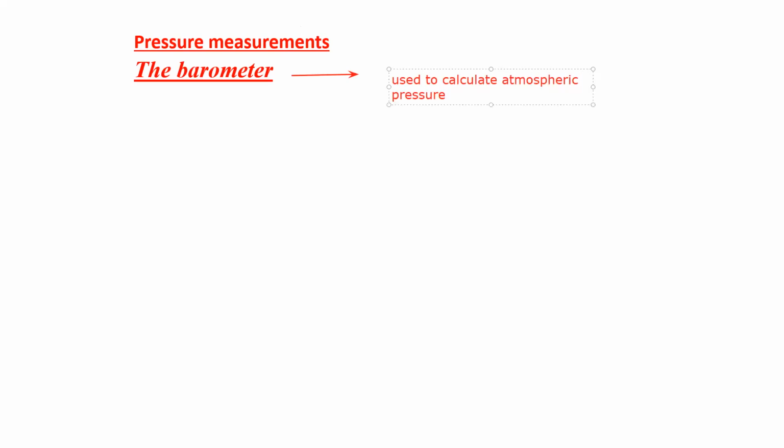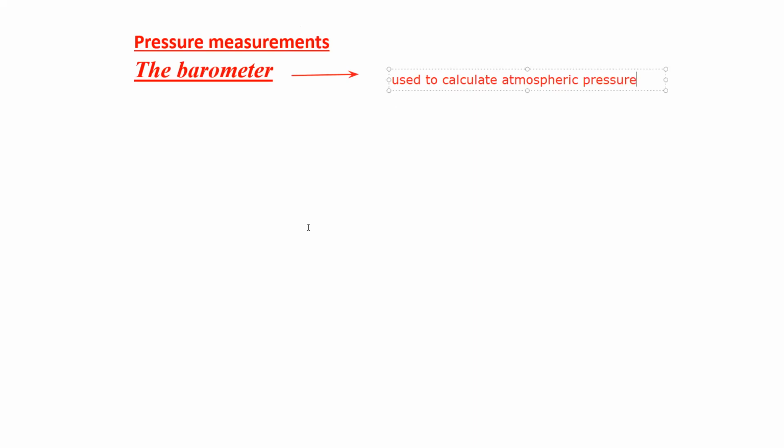How can we measure the pressure? The instrument, the device which can be used to calculate or measure the pressure, is a barometer. What is the purpose of the barometer? A barometer is used to find the atmospheric pressure. So if we want to calculate the pressure due to the atmosphere, we use this barometer.